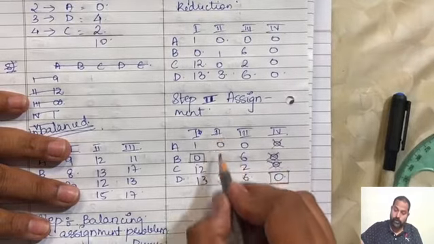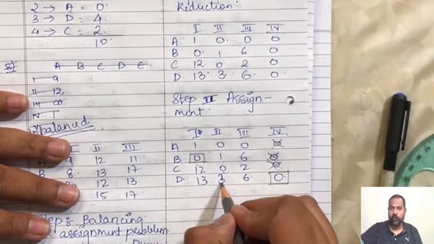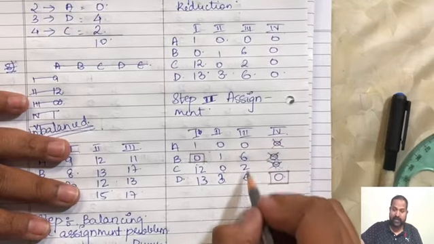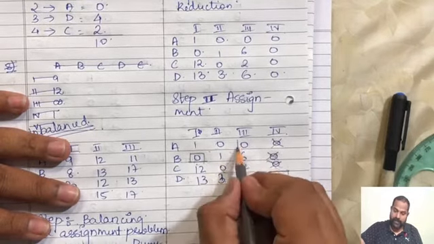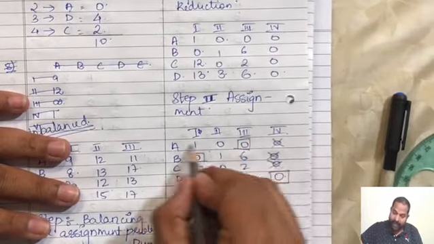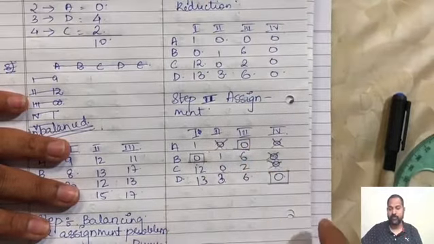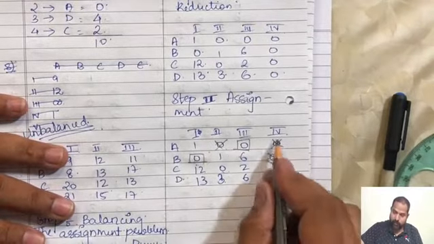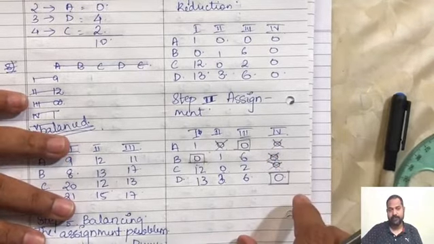Column number 2, 2 zeros. Like I said, I can't do with 2 zeros. Column number 3, exactly 1 zero. Mark it as an assignment. In that row, any other 0 has to be cancelled. Last column, already marked or cancelled.